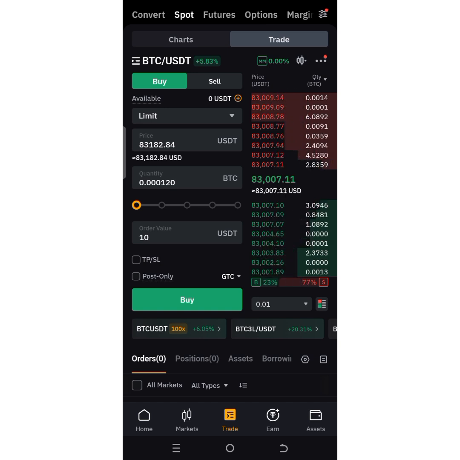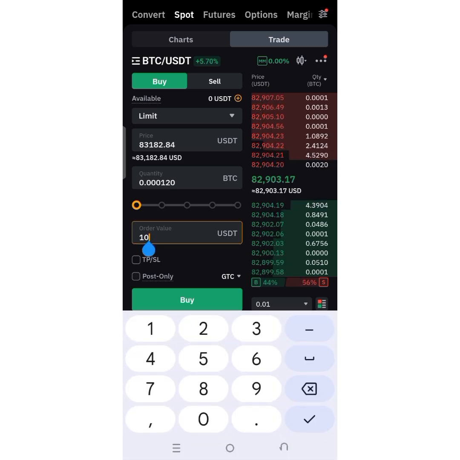You will join the queue. The green part of the spot trade is the queue. So guys, you will join the queue. You can overtake the queue if you want to. You type the amount of USDT you want to use to buy Bitcoin.